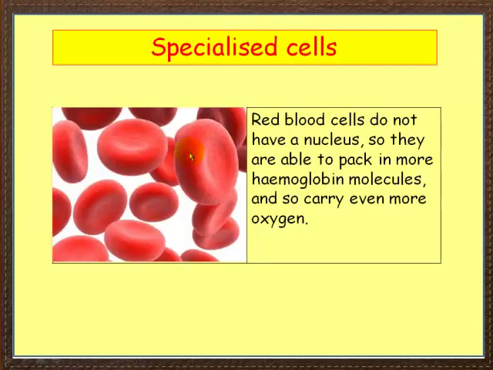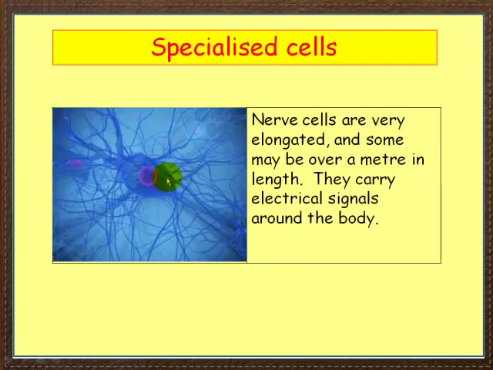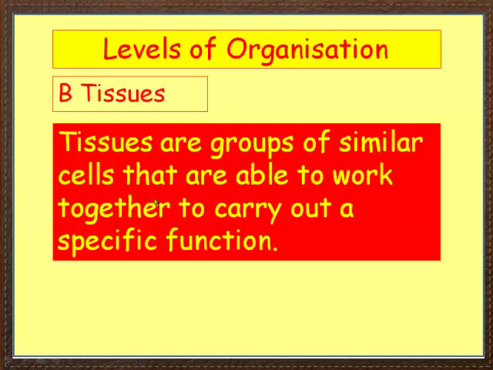These are red blood cells. Now red blood cells are unique in the body and they do not have a nucleus. Okay, note this biconcave shape, very characteristic. They don't have a nucleus. They are able to pack in more haemoglobin molecules that give it the red colour, and so they can therefore carry even more oxygen. And here we've got nerve cells. Now nerve cells again are very specialised cells. They're very elongated. Some may be over a metre in length, perhaps your big toe to your spinal cord. They carry electrical signals all around the body.